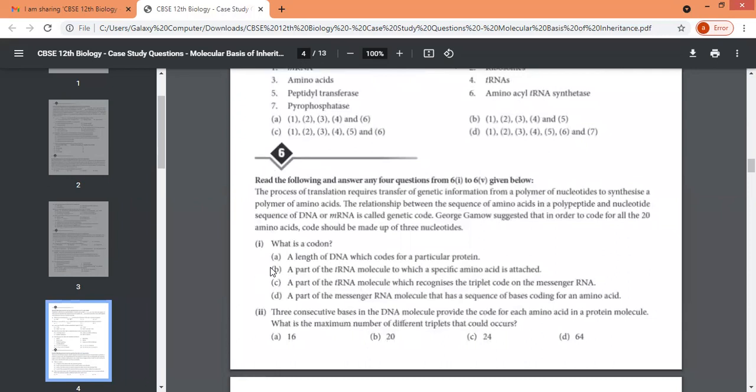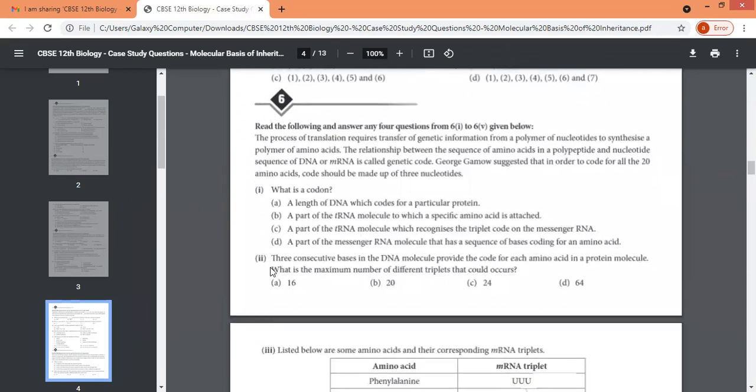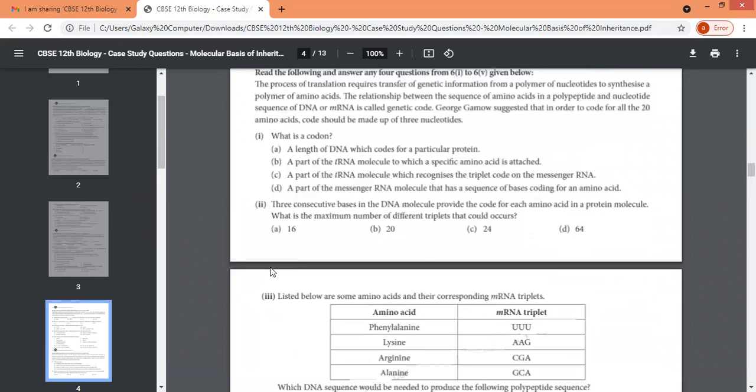The next question: the process of translation requires transfer of genetic information. What is a codon? Again 4 options. You have to be very perfect, children. Concepts must be absolutely clear. It's not like subjective questions. These are objective MCQs, so they are very crisp. If you choose the correct one, you get 1 mark, but if there is a small mistake, the mark will go just the same. And I am preparing you 100% for scoring 100% through these questions.